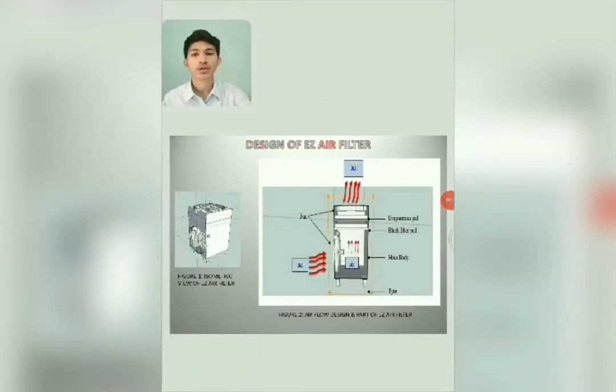So to overcome the problems that we listed before, we propose an air filter named the Easy Air Filter. Refer to figure 1, which is the isometric view of our Easy Air Filter, and figure 2, which is the airflow and the parts of the Easy Air Filter.